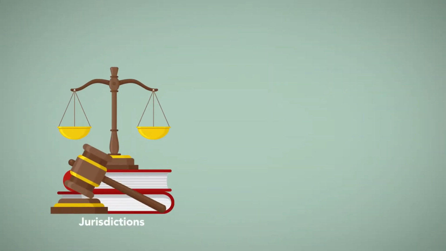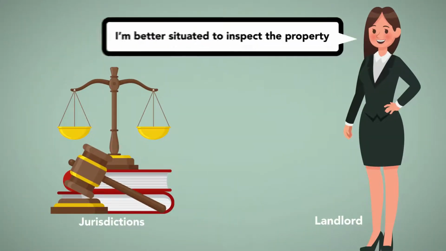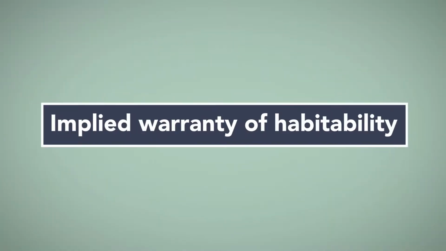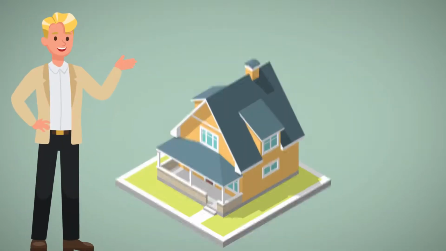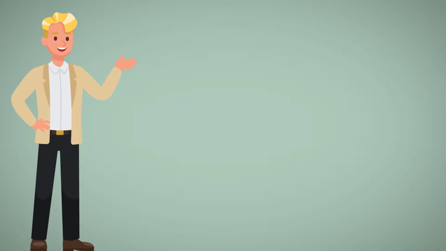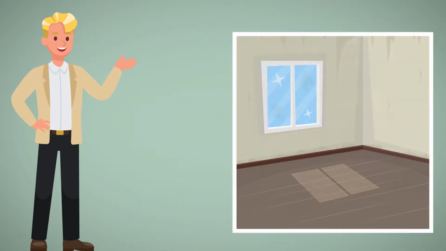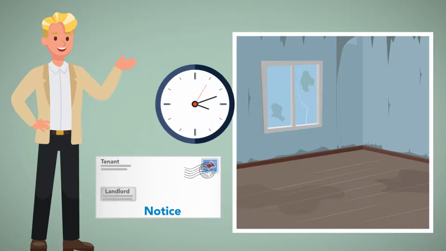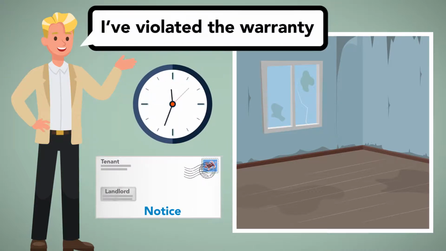Today, however, most jurisdictions recognize that landlords are better situated to inspect the property. As such, they have recognized an implied warranty of habitability. Under this warranty, when a landlord rents a property in a residential lease, he automatically offers a guarantee that the property is livable, safe, and sanitary. If the landlord fails to remedy the conditions which render a residential lease uninhabitable after being given notice in reasonable time, the landlord has violated the warranty.